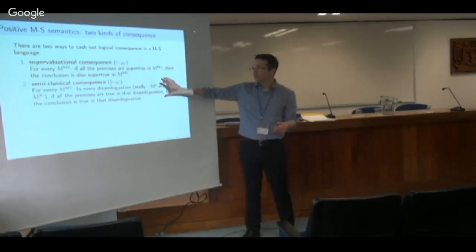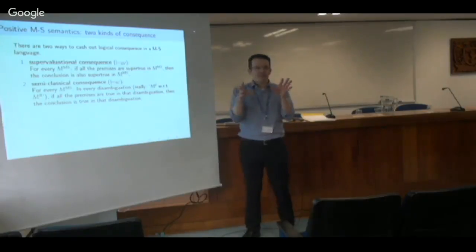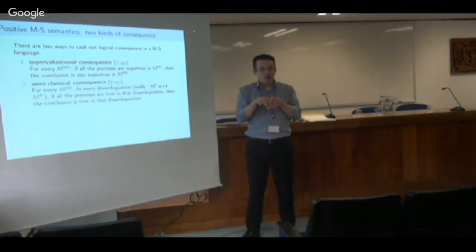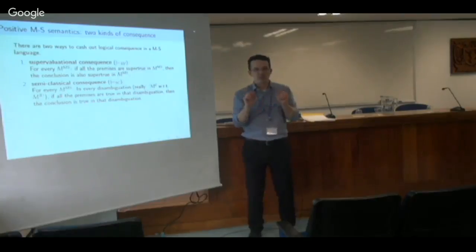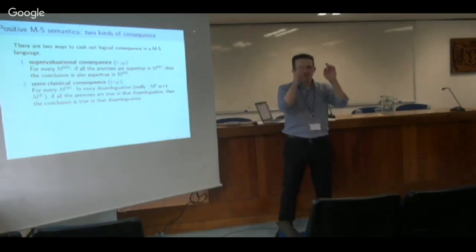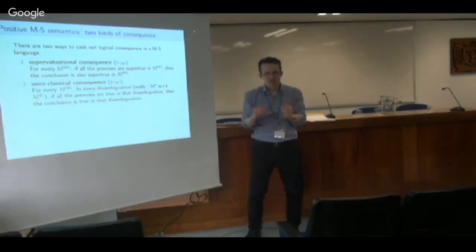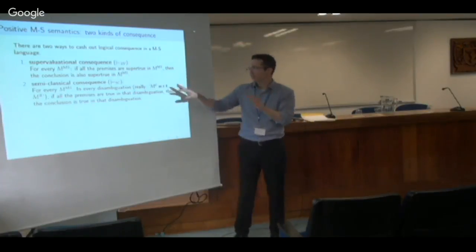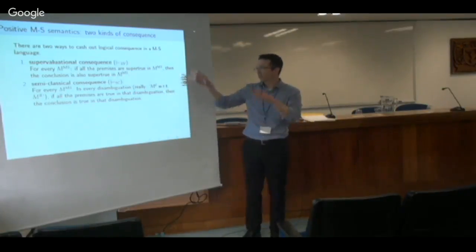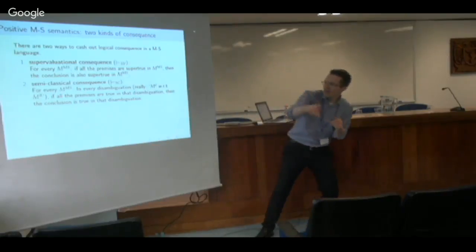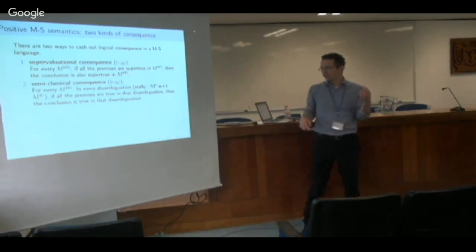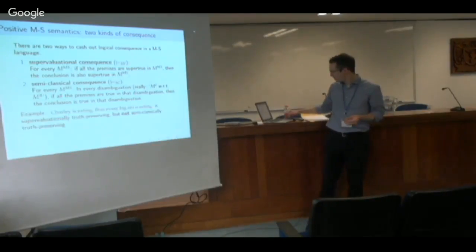That's supervaluational. Semi-classical consequence is instead you look at the whole argument under a single disambiguation. So you say, under the first disambiguation, are all the premises true and the conclusion false? No? Okay. Under the second disambiguation, are all the premises true and the conclusion false? No? Okay. Under the third disambiguation, and so on. So that's the difference. In every disambiguation, if all the premises are true in that disambiguation, then the conclusion is true in that disambiguation.